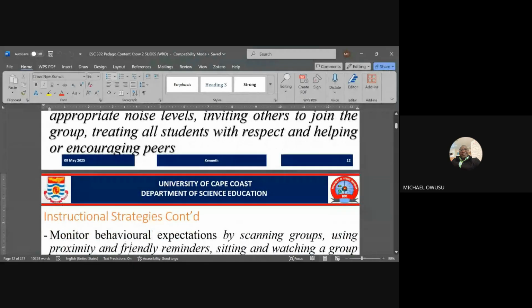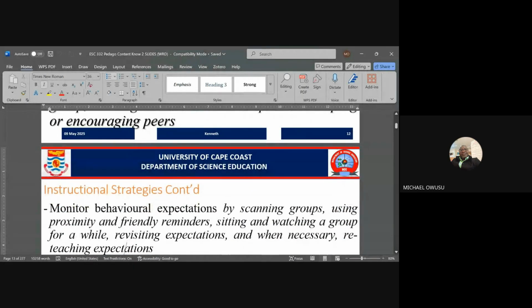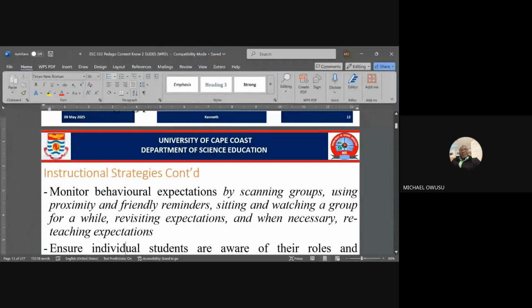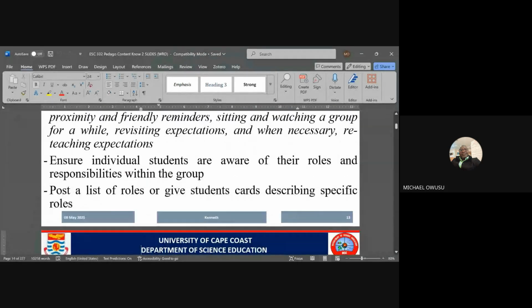It must be part of whatever you have created. Then you, as a teacher, have to monitor the behavioral expectations, their behavior. You go through them, you use proximity and friendly reminders. You sit and watch a group for a while. Sometimes certain things do happen. Then you go around and talk to them. You don't just sit down and leave them because they are doing the work. You ensure that students are aware of their roles and responsibility.